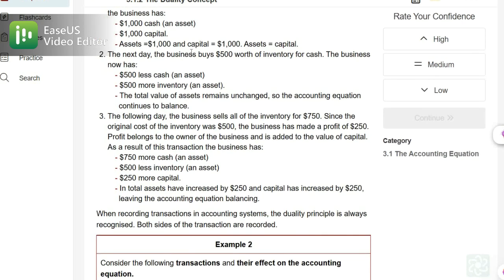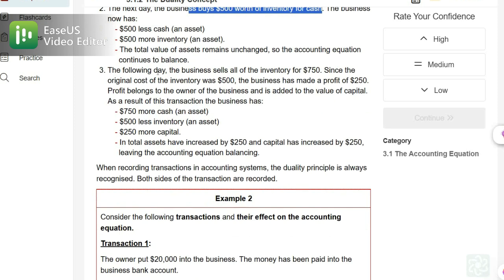Now, the next day, the business buys $500 worth of inventory using cash. This means the business buys inventory for $500 and pays cash. You know that cash is your asset, and when you pay cash, your asset is decreased by $500. On the other hand, you are purchasing the inventory, which is also an asset, and the cost of that inventory is $500. So the cash decreased by $500, but the inventory increased by $500. The total asset is unchanged because you are paying cash and receiving inventory, which is also an asset.